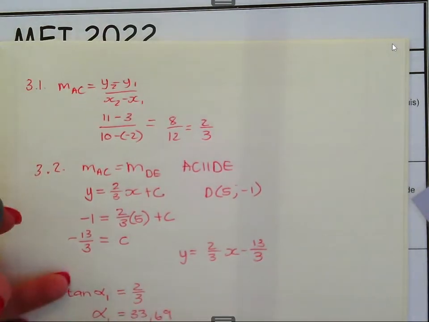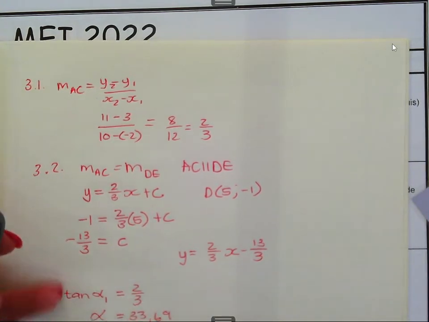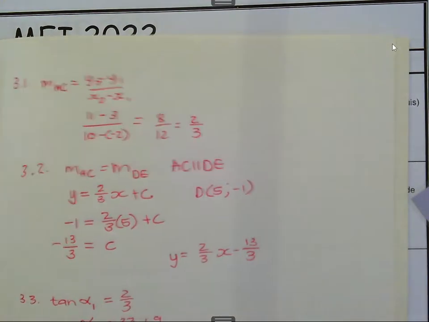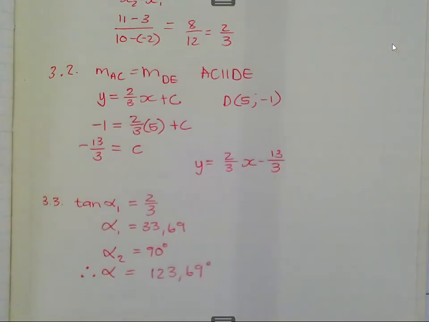Right, alpha 2 is equal to 90 degrees. Thus, alpha is going to be equal to 123,69 degrees. Do you understand that?